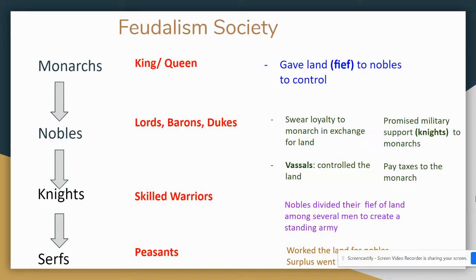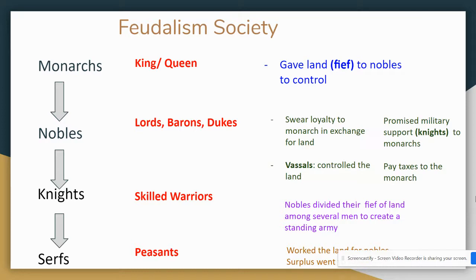A noble is either a lord, a baron, or a duke. And the noble will swear an oath of loyalty to the monarch in exchange for the land. This loyalty in this exchange means that in case the monarch or the king or queen ever needs to go to war or they need anything, they can call upon the nobles and use their knights to support whatever battle they need to fight in.